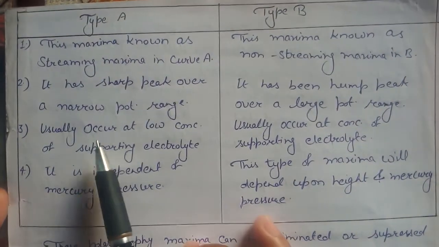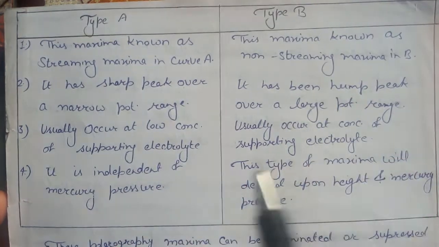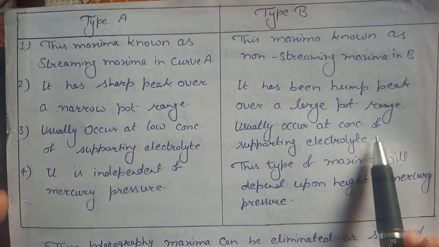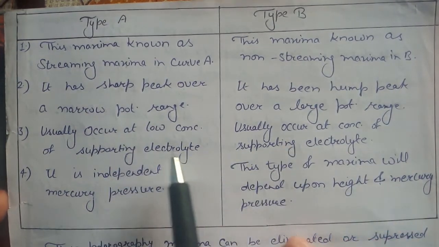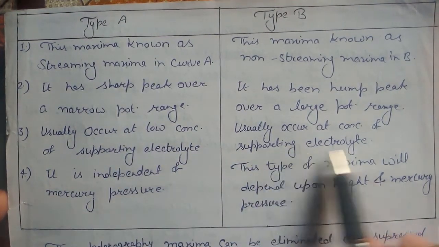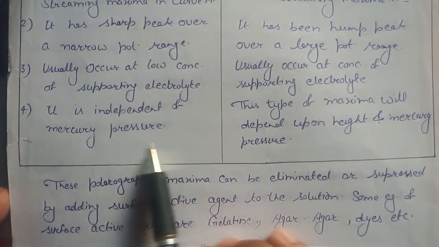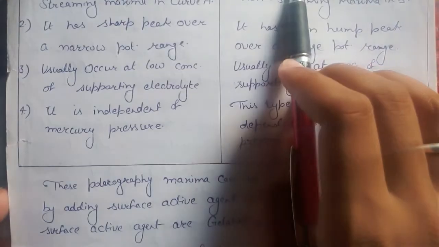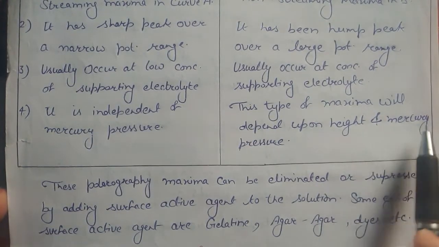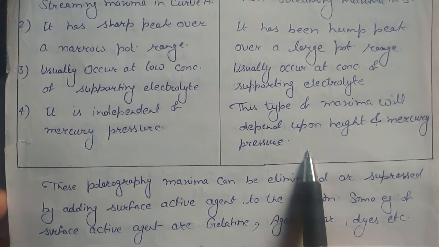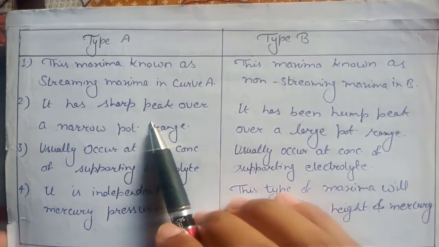Third, type A usually occurs at low concentration of supporting electrolyte. Type B usually occurs at high concentration of supporting electrolyte. So comparatively, as compared to A, B has high concentration, right? Type A is independent of mercury pressure, but type B is dependent on mercury pressure. So this type of maxima depends upon the height and pressure of mercury. Is that clear, guys? This is the main difference between type A and B, which you can see in the last diagram.